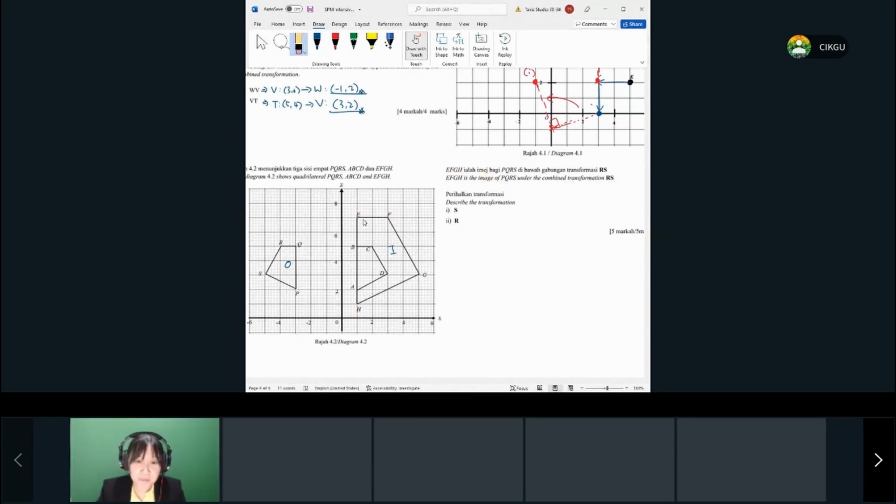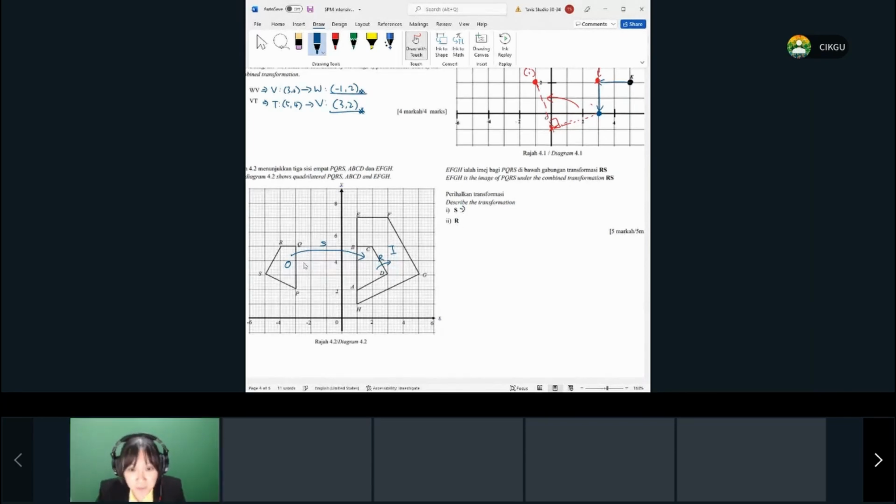That means PQRS has to go through S first, and then it goes to R. They already have a guide for you. This one to this one is transformation S, and then from this one it becomes bigger. This is the transformation of R. Then you will reach the big EFGH. So let's describe one by one.